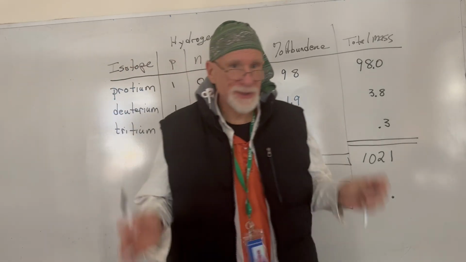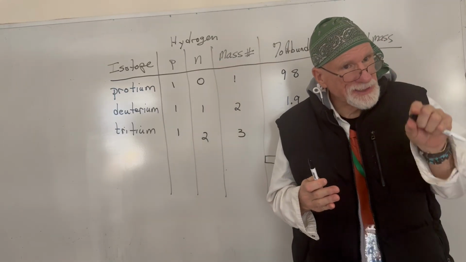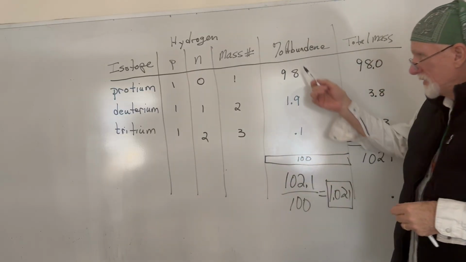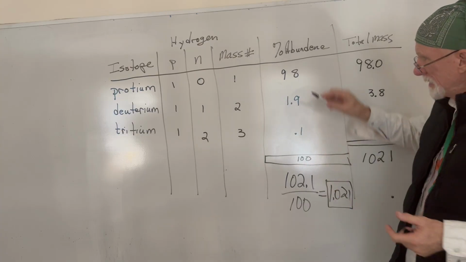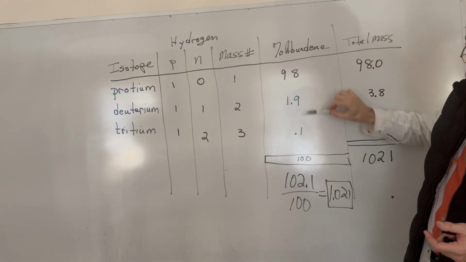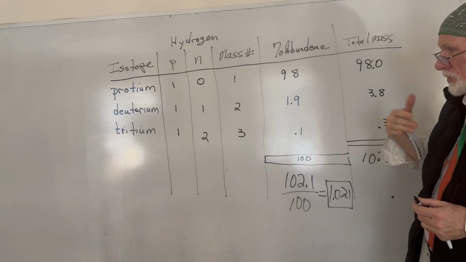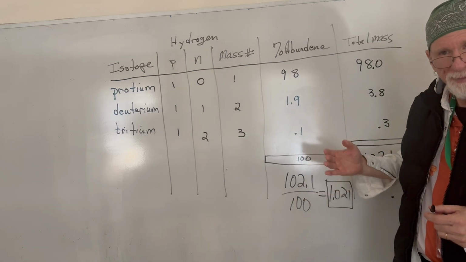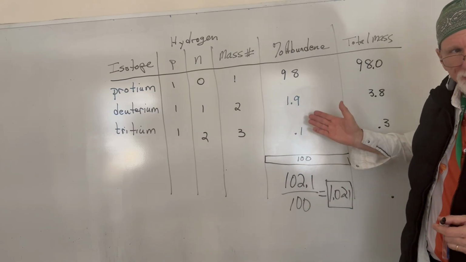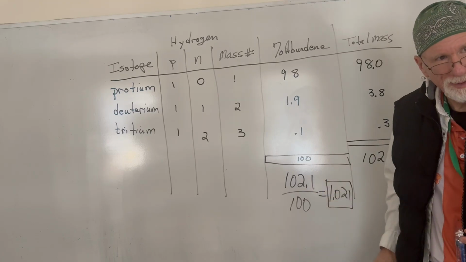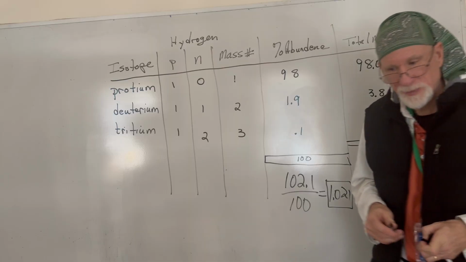1.021. That's not the correct atomic mass, but that's not the point. The point is, given some fictitious data, which is consistent with the real data, in that most prevalent, next most prevalent, and not much, you get a decimal. The mass number is a whole number, but the atomic mass, because it's based on percent abundances, you get this decimal value of 1.021. So that's where those decimals come from.